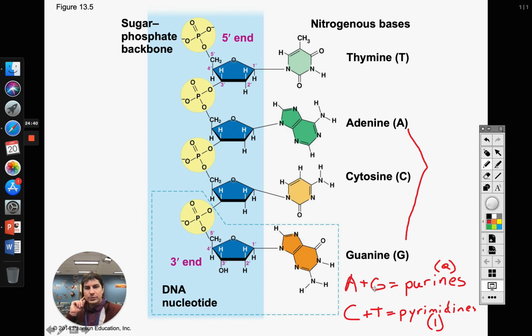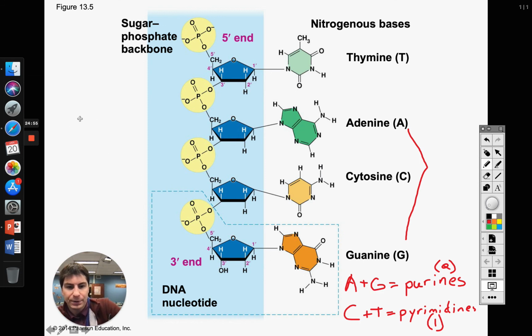So in order to keep it consistent on each side of our double helix, we are going to have 3 rings going from one side to the other side. So we're always going to have a purine bonded to a pyrimidine.